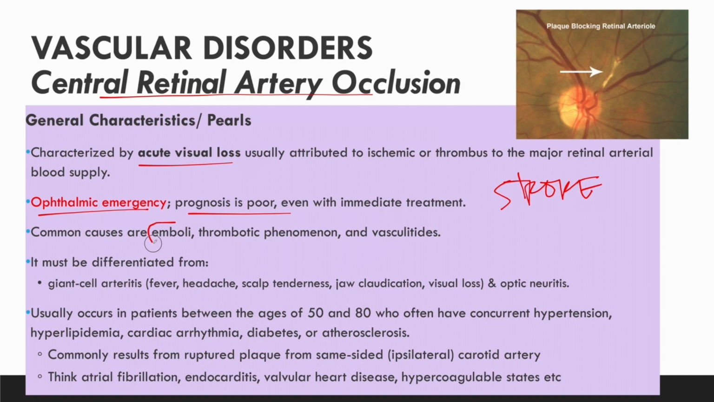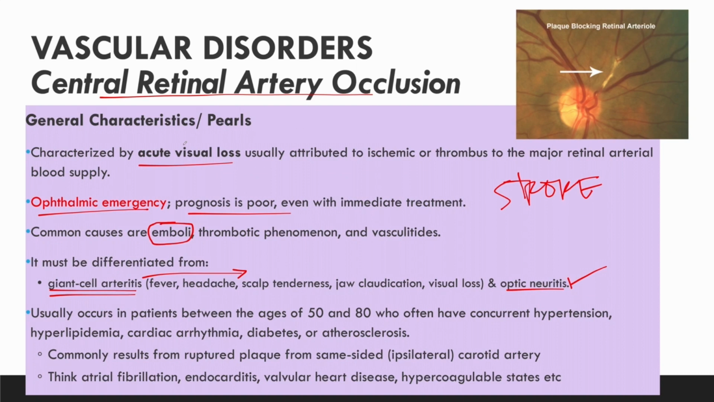You must differentiate it from giant cell arteritis or temporal arteritis, because you can actually get some central retinal artery occlusion associated with giant cell arteritis. And you treat it differently. So you want to know if this is what it is. If you're getting that jaw claudication and the tenderness around the area, you want to know, because you treat it differently. Also, optic neuritis can present similarly, but optic neuritis is pretty painful. This one has pain, whereas central retinal artery occlusion should be painless.